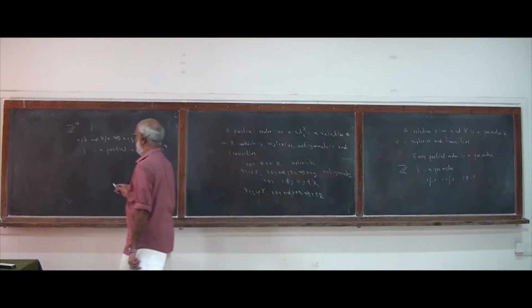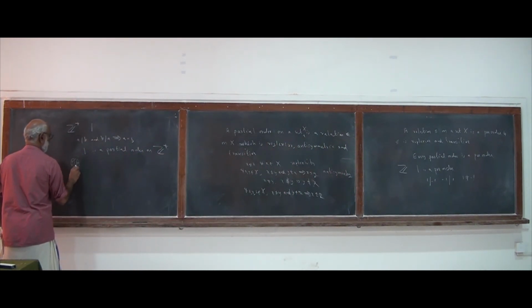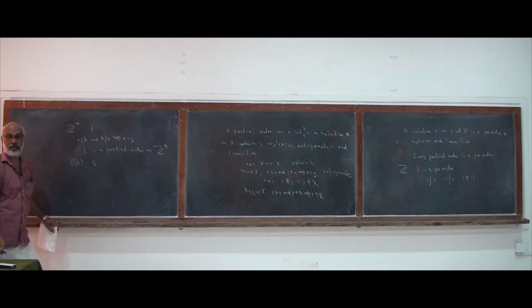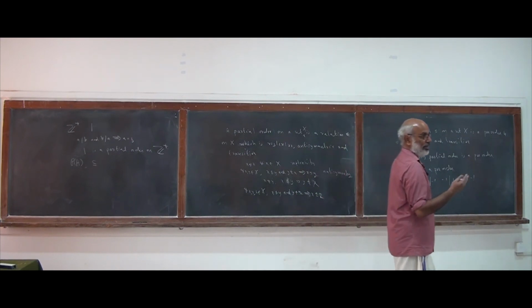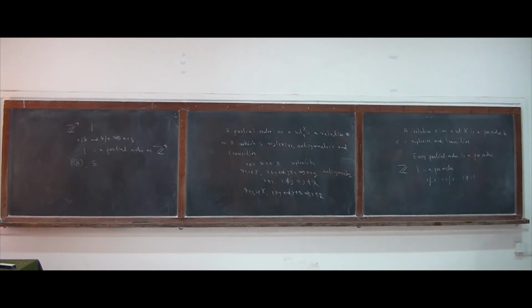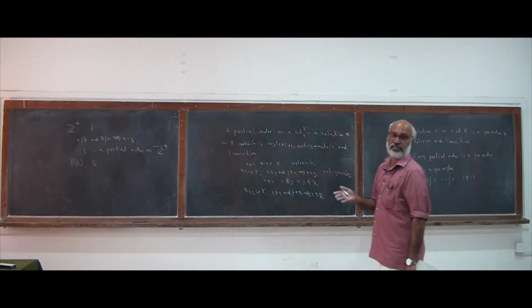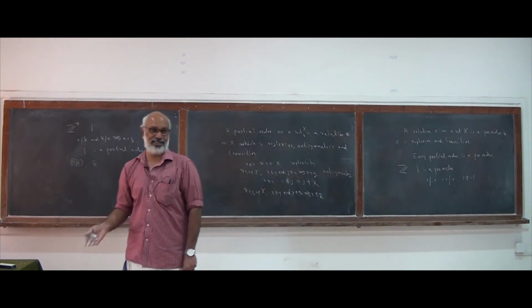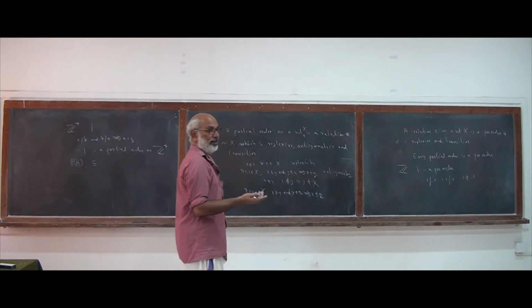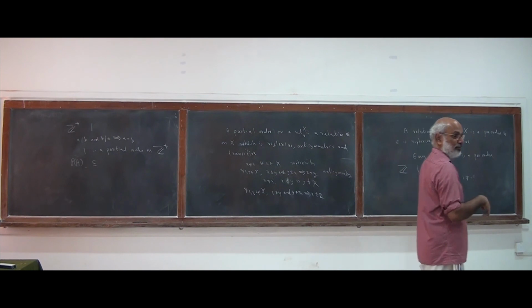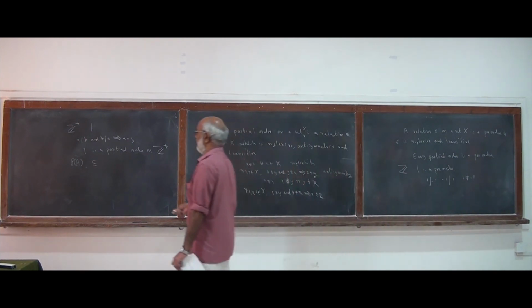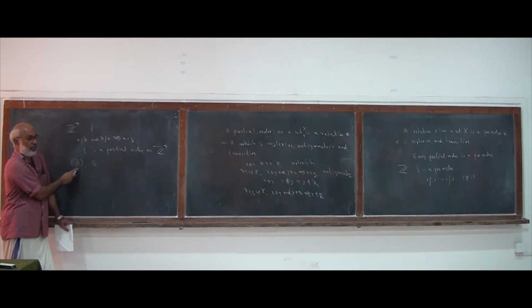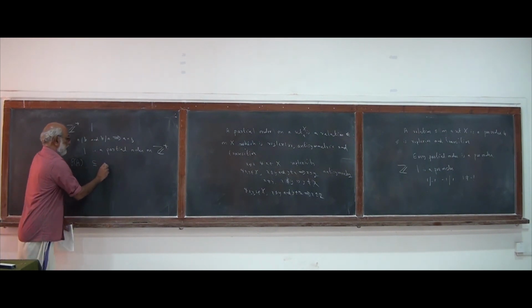Another example is this. If you take any set A, you take the power set of A, then subset of is a partial order. Why? Every set is a subset of itself. So that is reflexive. It's transitive. If B1 is a subset of B2 and B2 is a subset of B3, then B1 is a subset of B3. So that is transitive. And if B1 is a subset of B2 and B2 is a subset of B1, then B1 is equal to B2. So that is antisymmetric also. So in the power set of any set, this relation is a partial order.